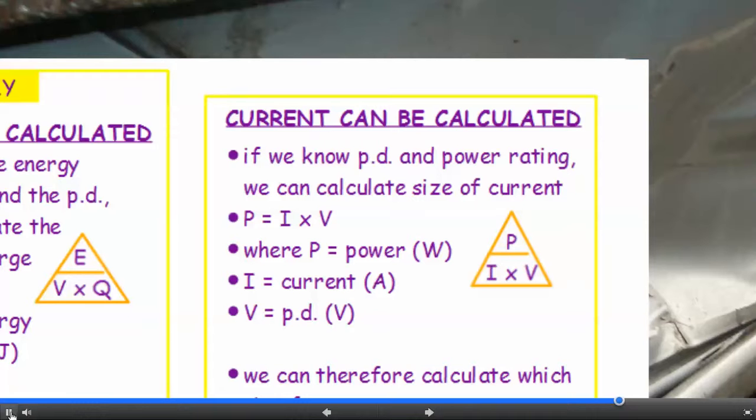There's a useful triangle. We can therefore calculate which size fuse to use if you know the PD and the power rating.